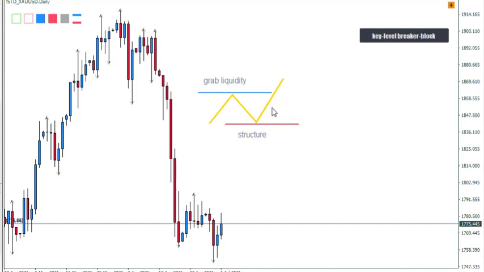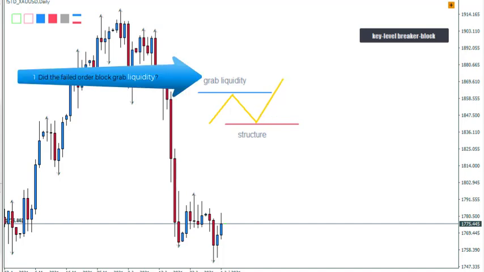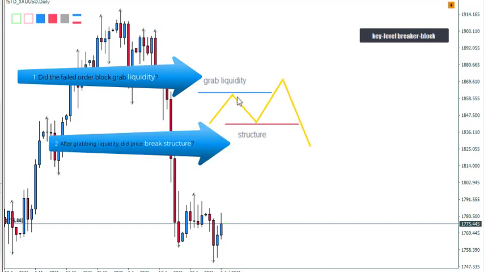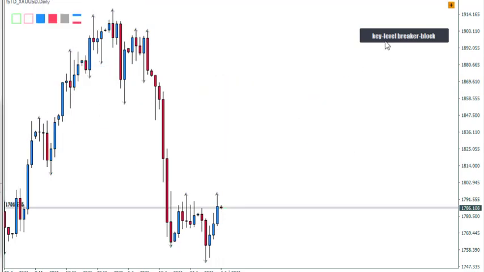The first thing we ask ourselves is, did the failed order block grab liquidity? If it's a liquidity grab, we should see 1 to 3 candles on the grab before an impulsive move away. The second thing we ask ourselves is, did the impulsive move away break structure? If these two conditions are met, the breaker block created has a high probability of holding. Now let's go through moving charts and see some examples.